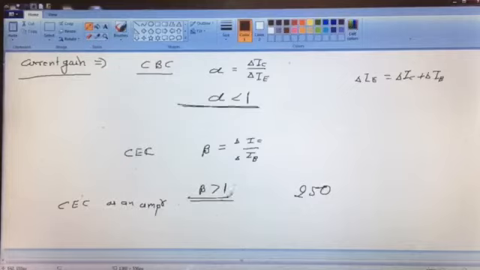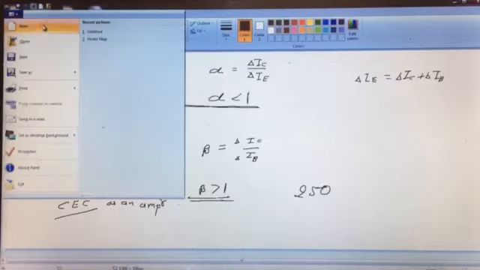And we have discussed in our lecture that common collector configuration cannot be used as an amplifier, but it can be used as an impedance matching device. So for making an amplifier, we always prefer common emitter configuration.